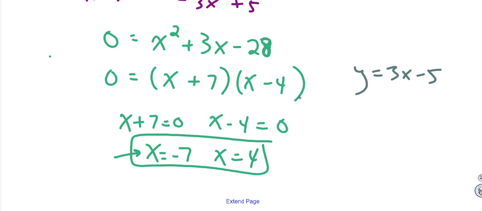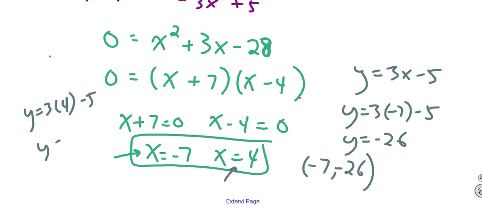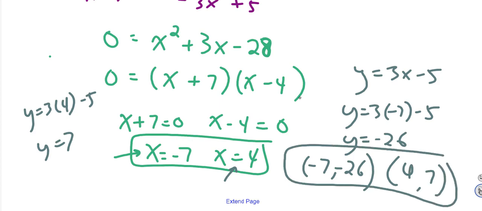So for the negative 7, y is going to equal what? Plug the negative 7 in. So y is going to equal negative 21 minus 5, so negative 26. If Delta Math is asking for the actual points, you want to put that point in. And for x equals 4, y equals 3 times 4 minus 5. 12 minus 5 is 7, so that is 4, 7. And that would be the 2 points where these two intersect.